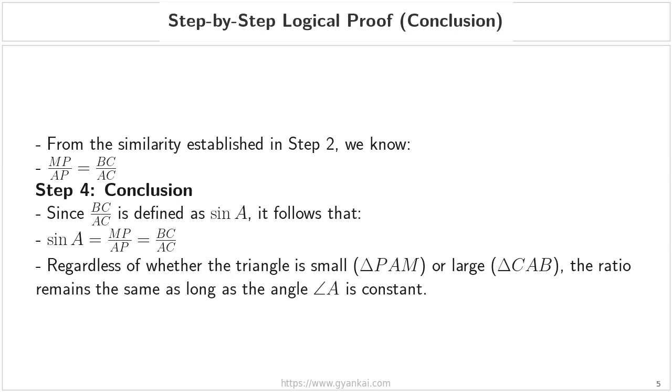What does this actually tell us? It proves that regardless of whether we are looking at a tiny triangle, like triangle PAM, or a much larger triangle, like triangle CAB, the value of the sine ratio remains identical, provided that the measure of angle A remains constant. This is the very essence of what we call the invariance of trigonometric ratios. Now, let's bring our logical proof to its conclusion.